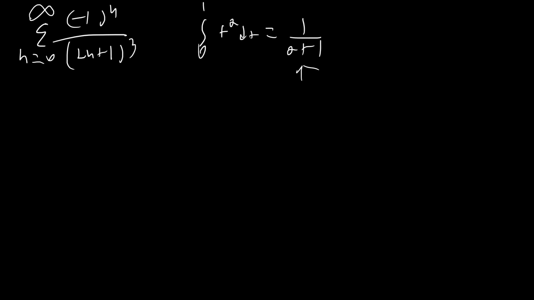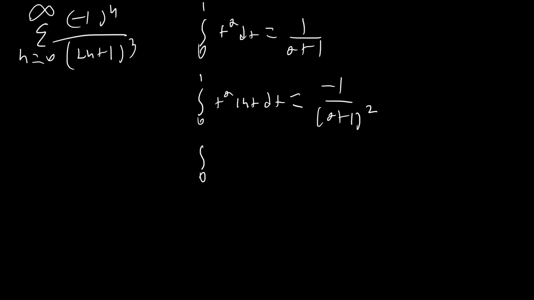And if you guys thought about it, the answer is we're going to differentiate both sides with respect to a. So when we do this once, we're going to get that the integral from 0 to 1 of t to the a ln t dt equals negative 1 over a plus 1 squared. And if we differentiate again, we're going to get that the integral from 0 to 1 of t to the a ln squared t dt is equal to 2 over a plus 1 cubed.